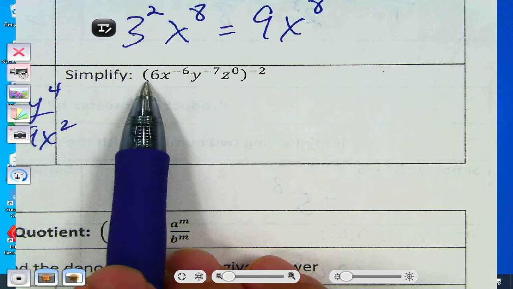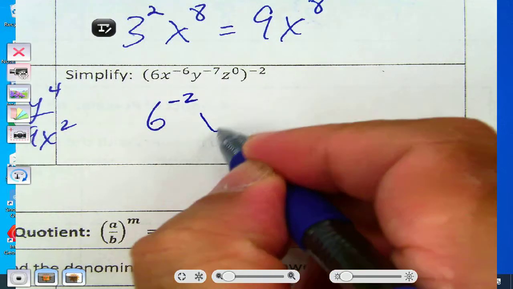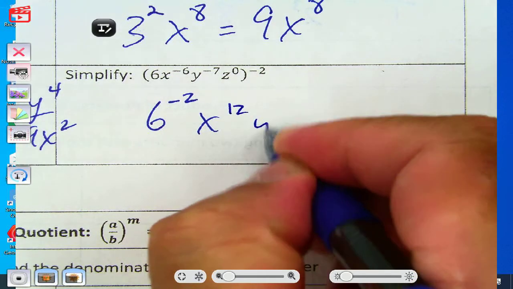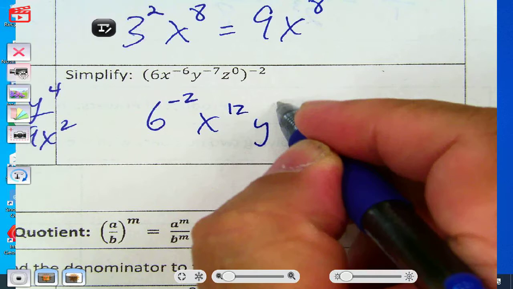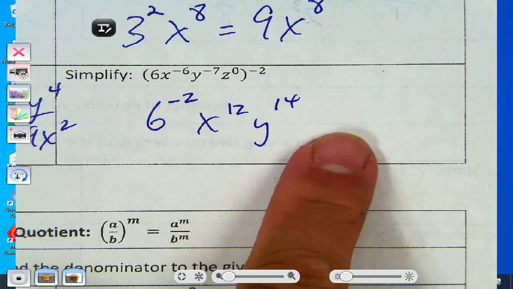It was big. 6 to the negative 2. X to the what power? 12. Y to the what power? 14. Z to the what power? 0. Since it's to the 0 power, I'm not even going to bother to write it. I thought it was 1. It's 1. What's 1 times anything? Anything. Right. So I'm not even going to bother to write the 1.